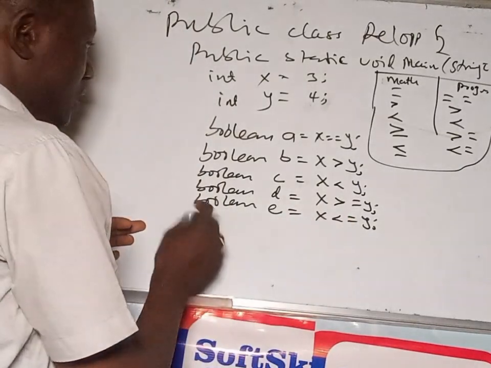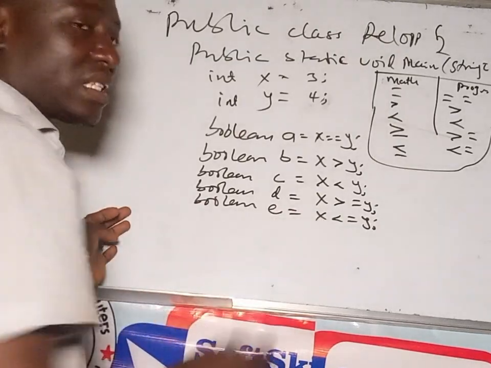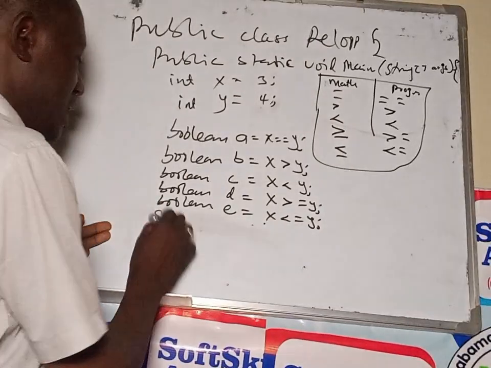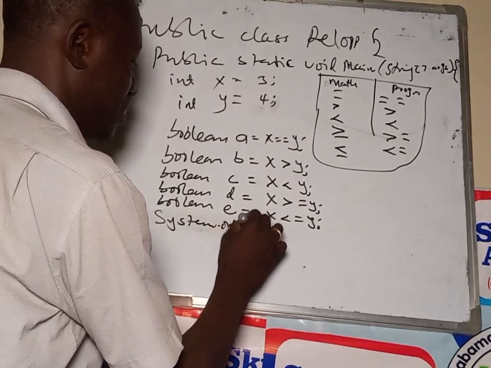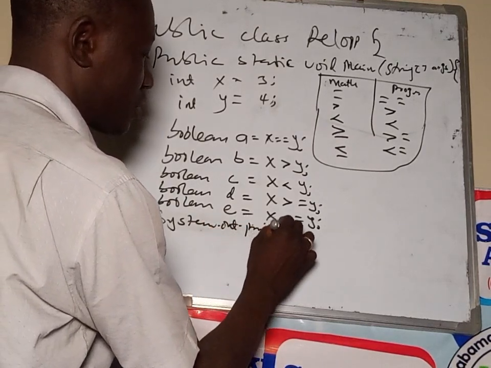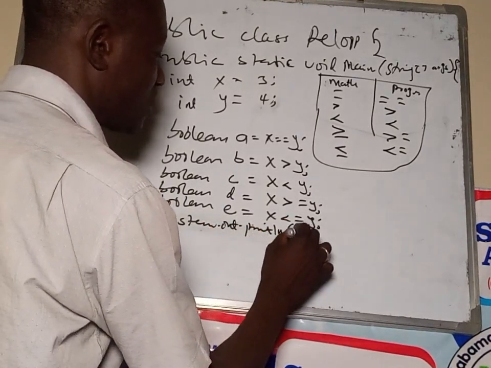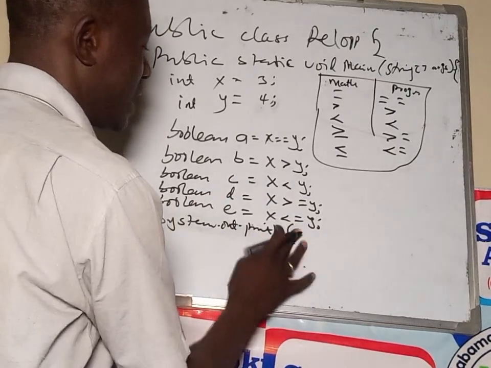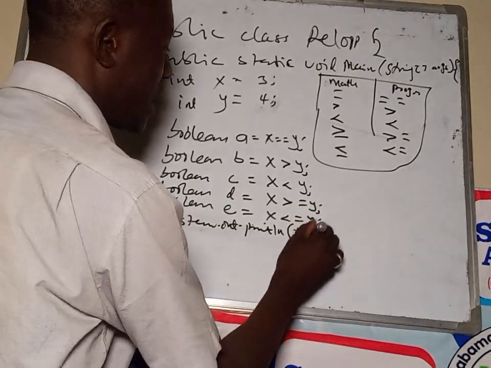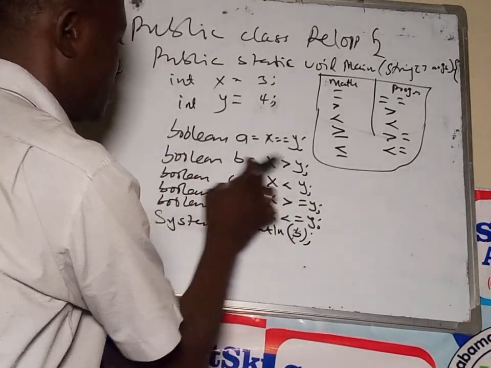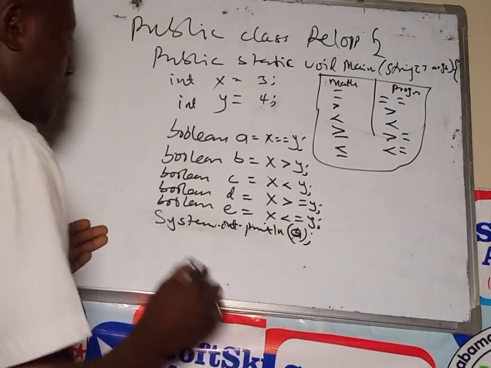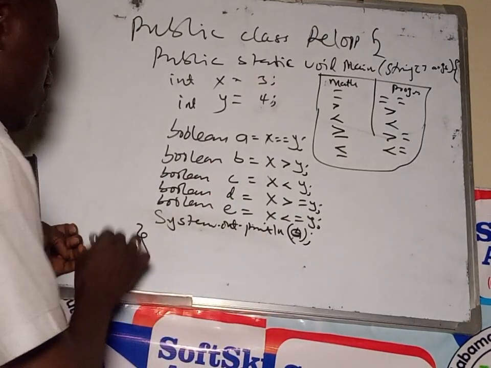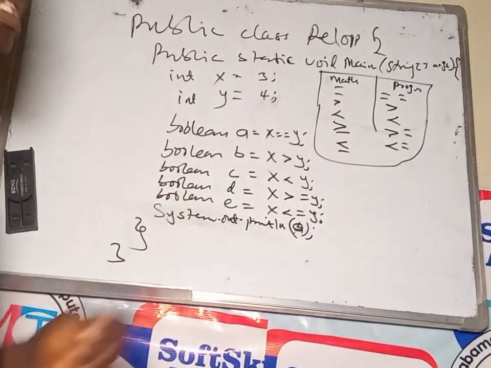Then the last thing is you are going to have a printout. You have your System.out.print, the print function that you are going to use in order to print b, then print a, I mean print b, print c. This is how it continues to the last phase.